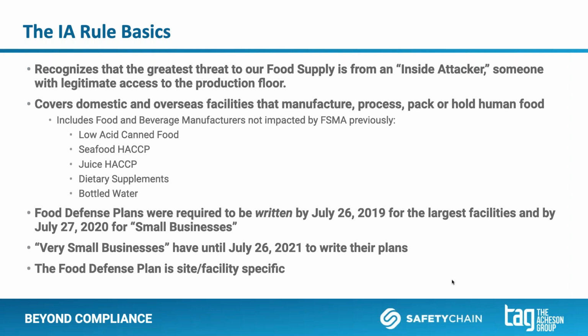They were required to be written and in place for everybody except for very small businesses. Small businesses now have until July 26th of this year. After that date, every food facility needs to have a written food defense plan. One point I like to make everybody aware of is that a food defense plan is site-specific. Just like a food safety plan is site-specific, your food defense plan is site-specific. So if you're a corporate entity and you have 15, 20, or 6 different facilities across the U.S., each one has to have its own written food defense plan.